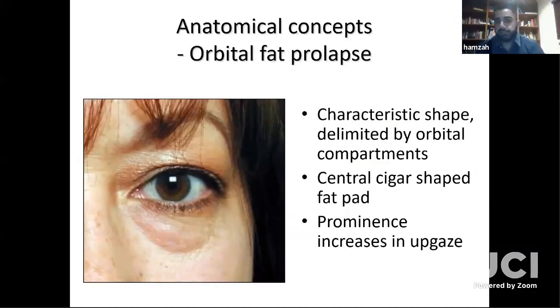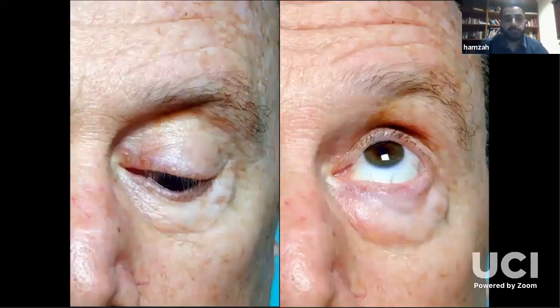So this has a characteristic shape and it's delimited by the orbital compartments, which I'll take you through now. The central fat pad is this cigar-shaped fat pad, and its prominence increases in upgaze. And this is how you know that you're dealing with orbital fat prolapse. So as you can see in this patient on downgaze, the effect is minimal, but on upgaze, as the eyeball rotates and shifts the dynamic of the orbital fat contents, you can see prolapse of the fat.